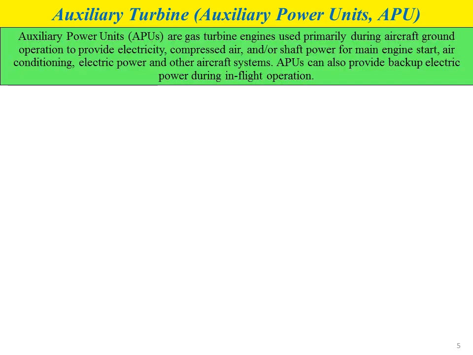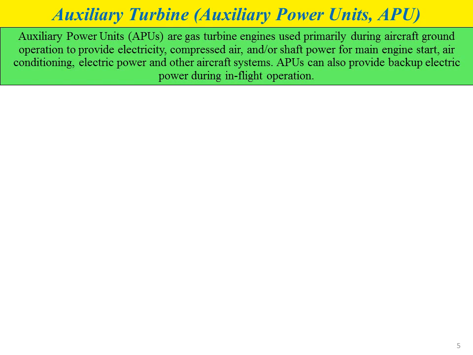Okay, now let us look at the difference between the auxiliary turbine, or auxiliary power unit APU, and the typical gas turbine engine or jet engine. Auxiliary power units are gas turbine engines used primarily during aircraft ground operation to provide electricity, compressed air, and shaft power for main engine start, air conditioning, electric power and other aircraft systems. APUs can also provide backup electric power during in-flight operation.